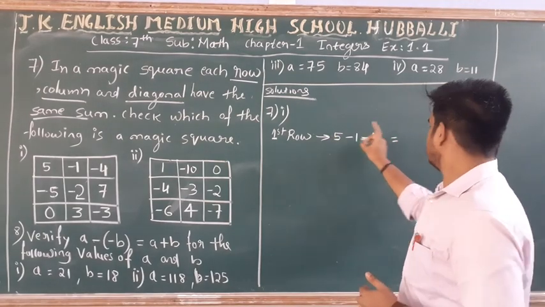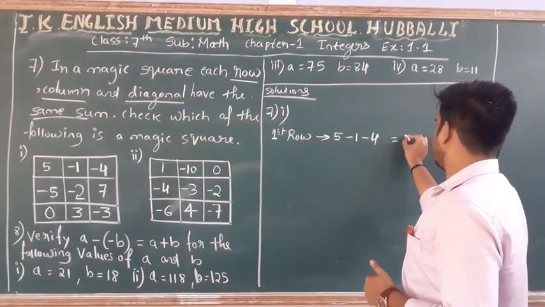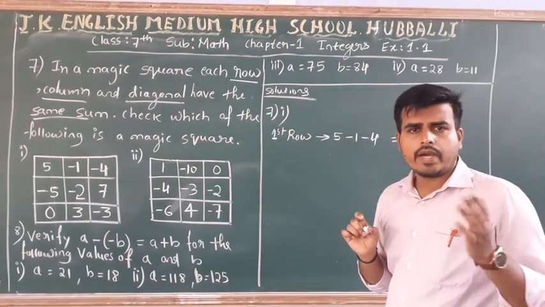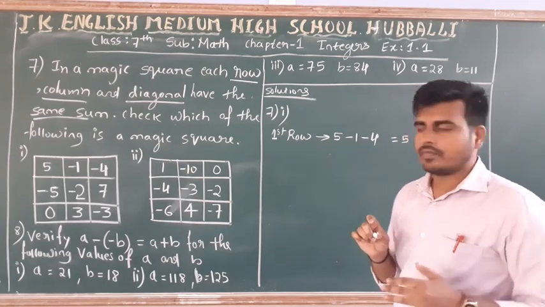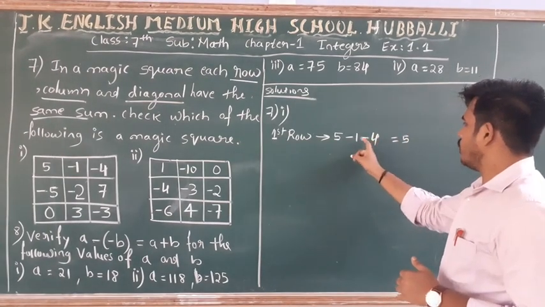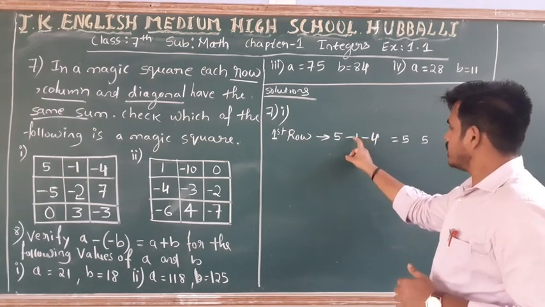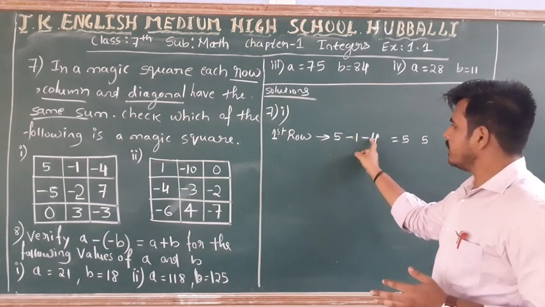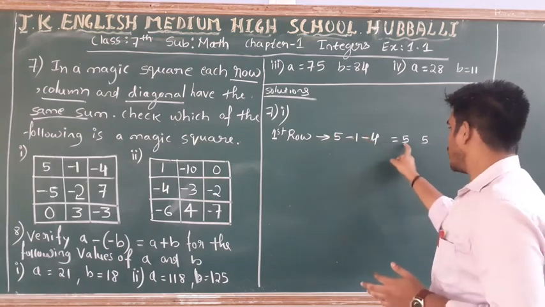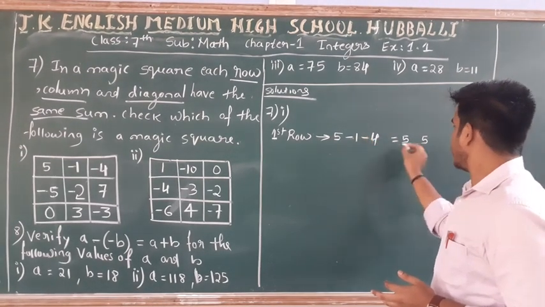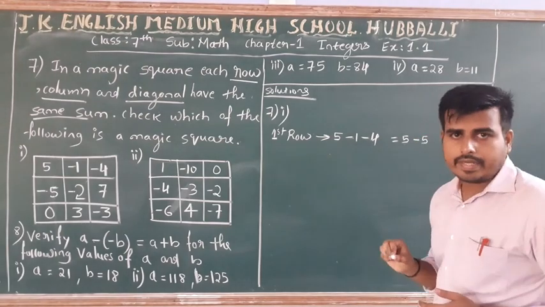5 is positive and there is no positive here, so I will keep it as 5 as it is. Minus 1 minus 4: same sign. Therefore we have to add 4 plus 1, 5, and it will get the sign of the greater number among these two. Which one is greater? 4. Its sign is minus, therefore it will get the sign minus.